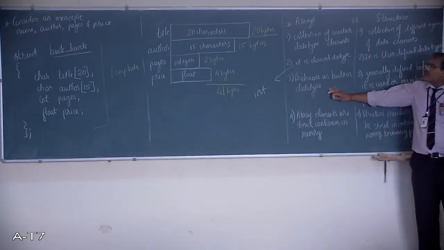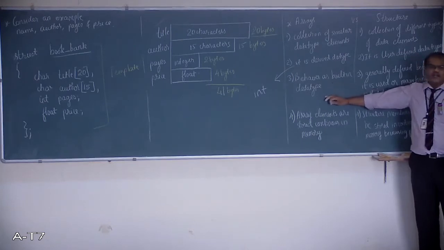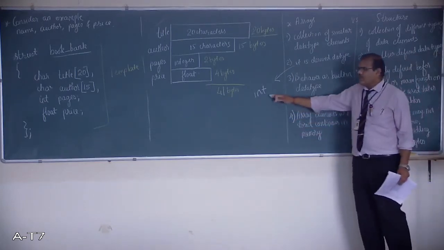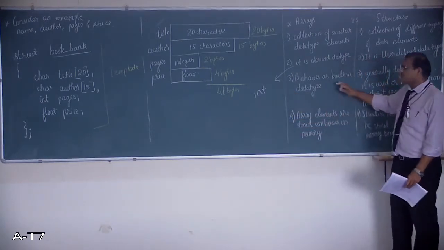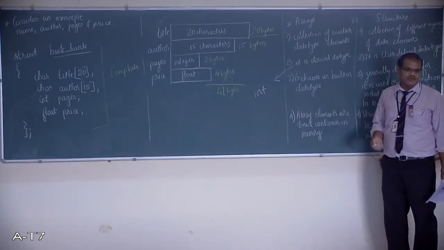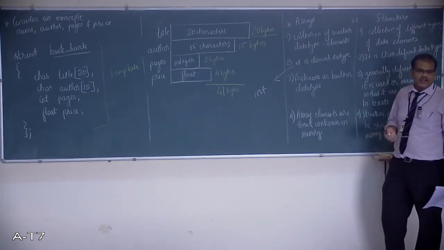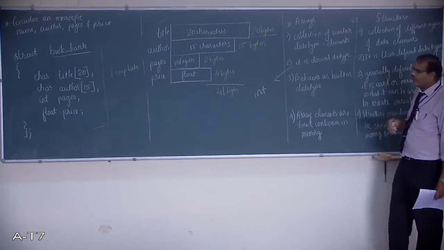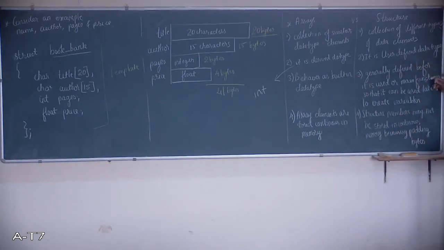This array behaves as a built-in data type. So here when I say int marks, it's a built-in data type. Marks is just a variable name for an array of 3. So we had seen an array of 3. Here the structure is generally defined before it is used, before the main function, so that it can be used to create a variable later in the program.